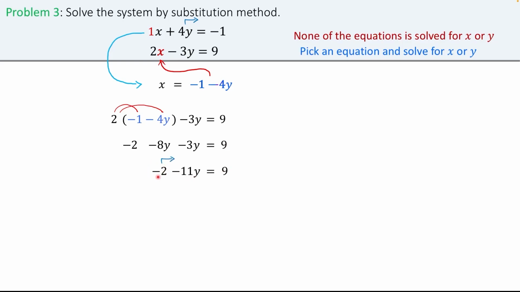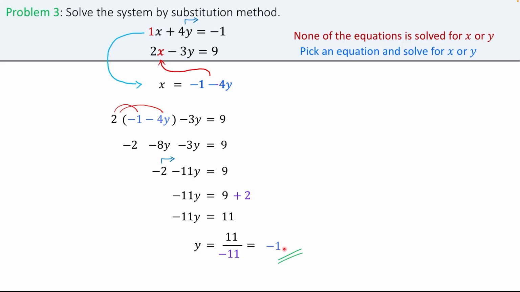Now move this term to the right hand side and isolate -11y. So -11y is equal to 9. This is negative, so you need to add 2. -11y is equal to 9 plus 2, which is 11. Now divide both sides by -11 and isolate y. So y is equal to 11 divided by -11, which is -1. So you got the y value.